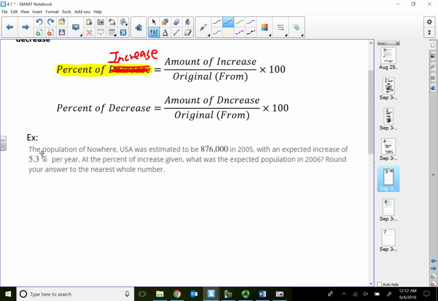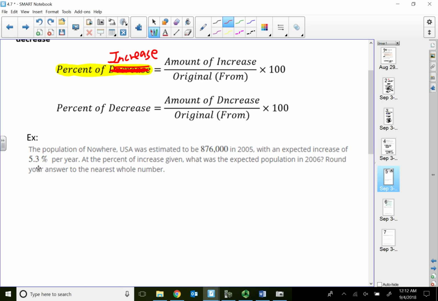Let's say the population of Nowhere, USA was estimated to be 876,000 in 2005 with an expected increase of 5.3% per year. At the percent of increase given, what was the expected population in 2006? So this is not really a percent of increase problem, because it already told me the percent of increase.